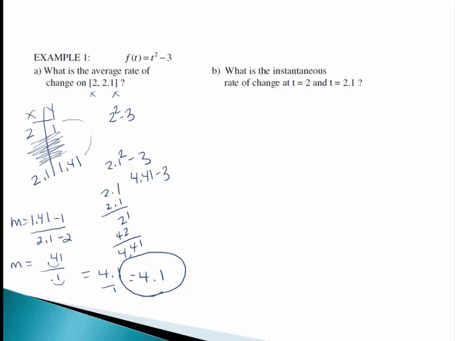As opposed to an instantaneous rate of change at just that first endpoint, 2. I can't really use the slope formula here because the slope formula means we know 2 coordinates. If I don't know 2 coordinates, instead of finding the slope normally, I'm going to find the derivative. This is just a power rule, which gives me 2t minus 0, which is just 2t. Now I'm going to find the derivative at the point 2.